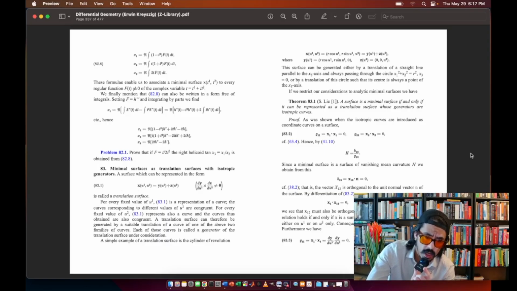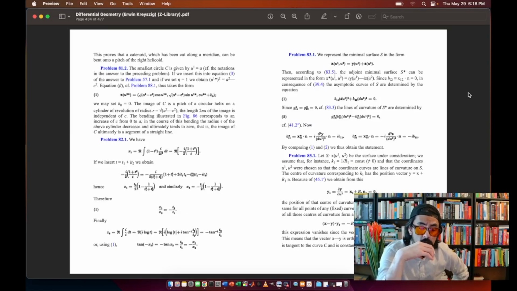And the last problem, problem 82.1: prove that if capital F equals i over 2t squared, the right helicoid, given as the tangent of x3 equals x1 over x2, is obtained from the Weierstrass-Enneper representation. The solution of problem 82.1.